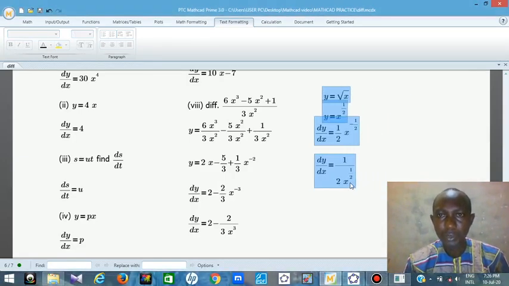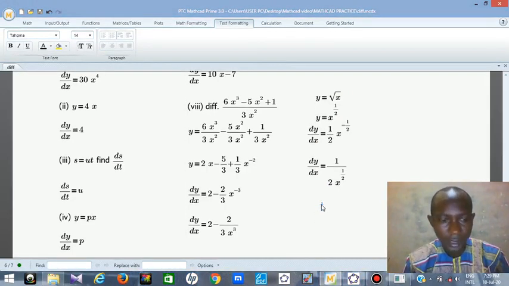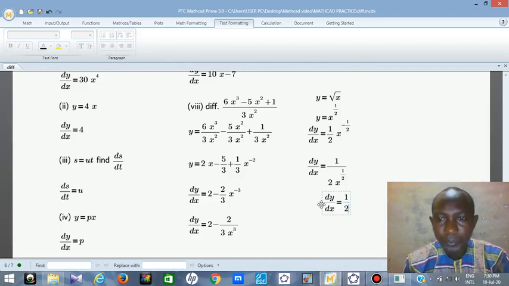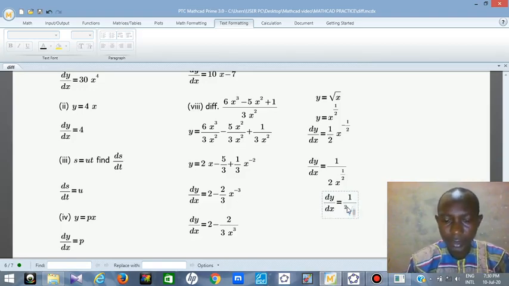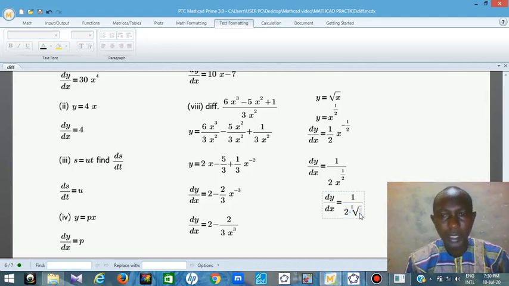So take note of what I'm doing. They are very, very important. Then your final answer is now going to be in this order. Let me adjust it. Now dy/dx will now be equals to 1 divided by 2 square root x, that is 1 over 2 square root x. So this is your final answer.